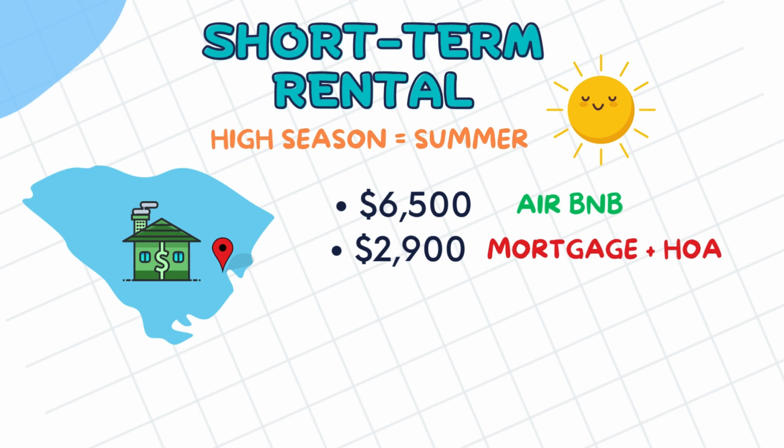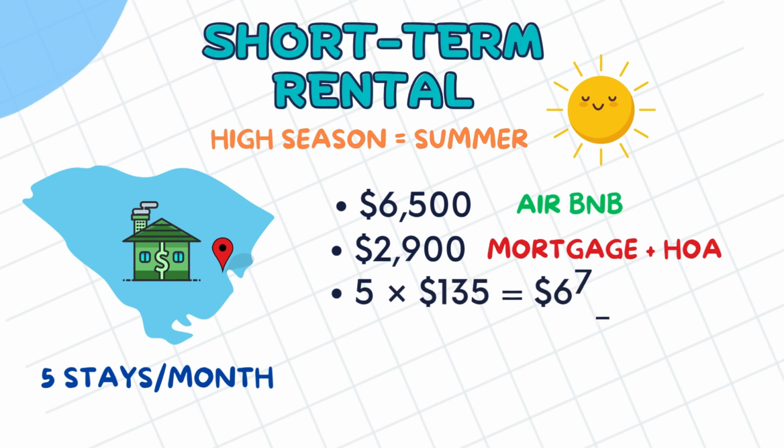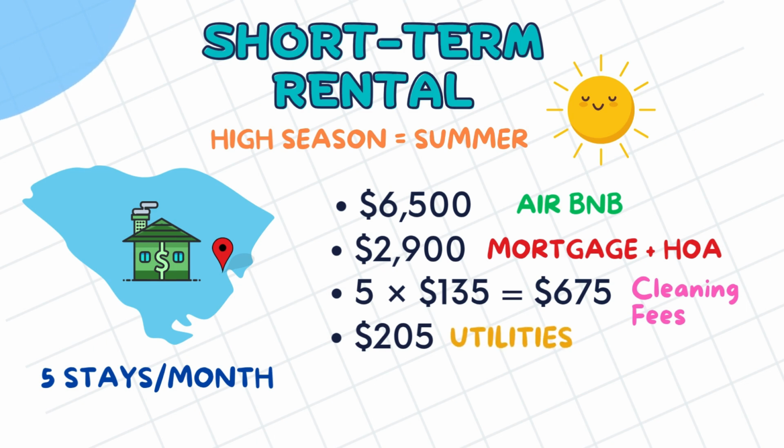On top of that $2,900 a month mortgage payment, I also have typically about 5 stays per month, and each one of those stays incurs $135 of cleaning fees. So if we have 5 stays that are $135 each, that's $675 just to keep the place squeaky clean for my guests. On top of those cleaning fees, I also am paying for all the utilities, which is water, sewer, electricity, and the most important utility, which is internet. Believe me, people do not like it if you don't have internet. It's 2025 after all. And all those utilities come out to be about $205 a month.